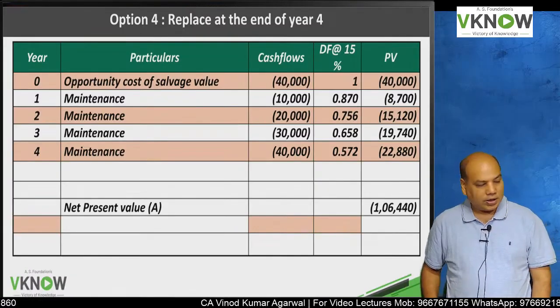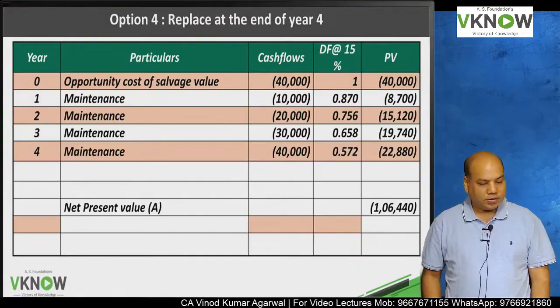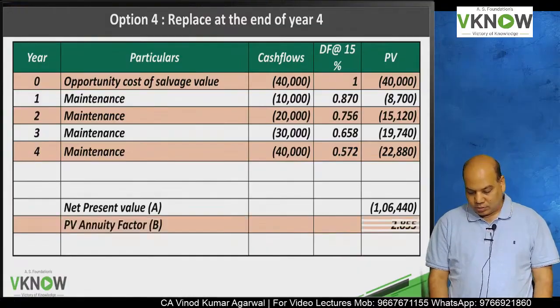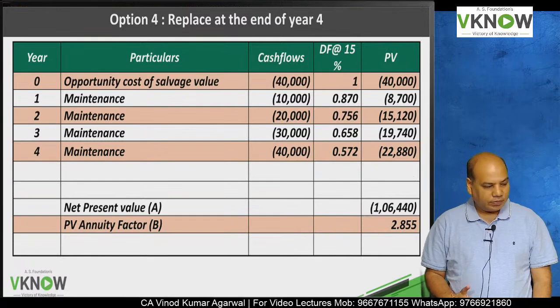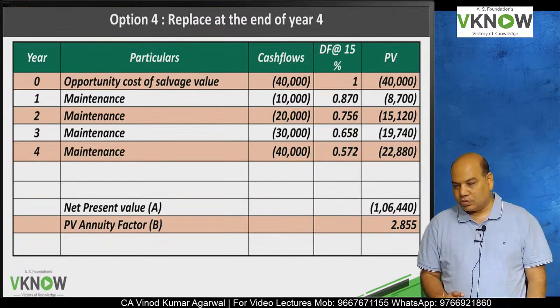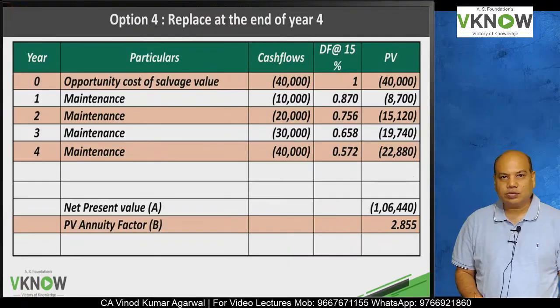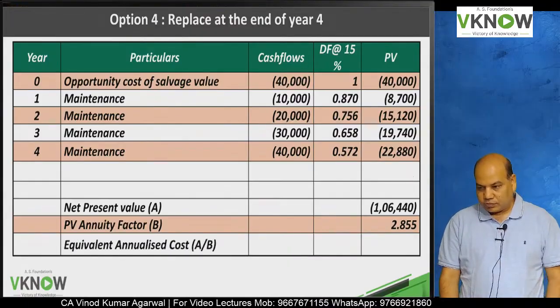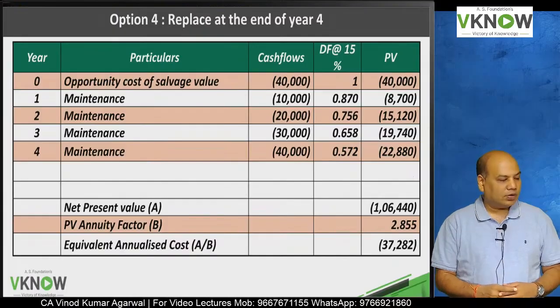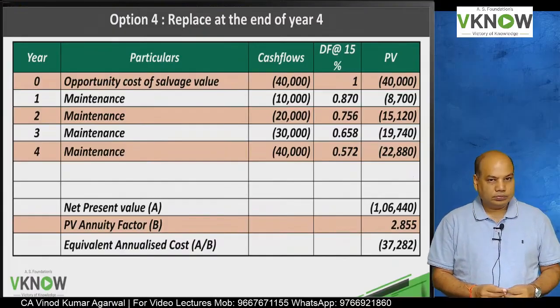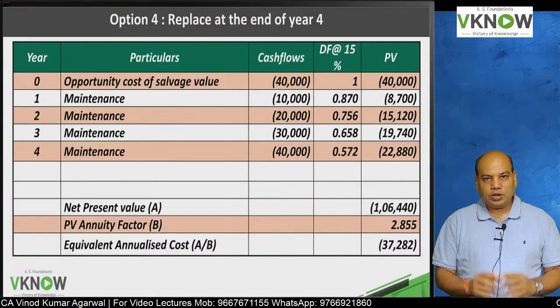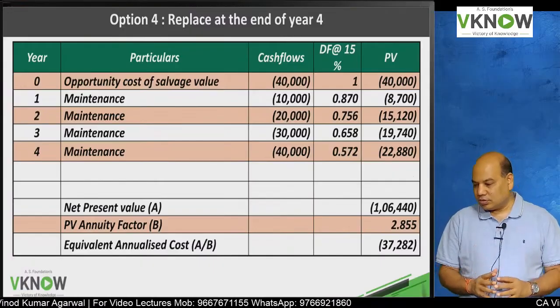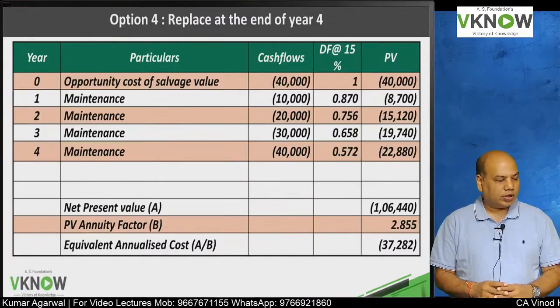1,06,440 is the total. Check. Is the total right? And then we write down PV annuity factor for 4 years. PV annuity factor for 4 years 2.855. Therefore equivalent annualized cost is 37282.